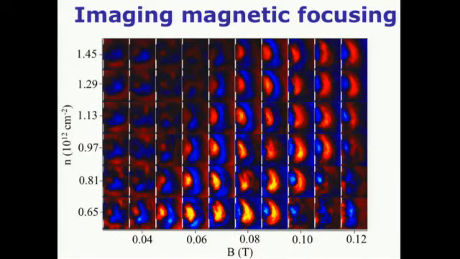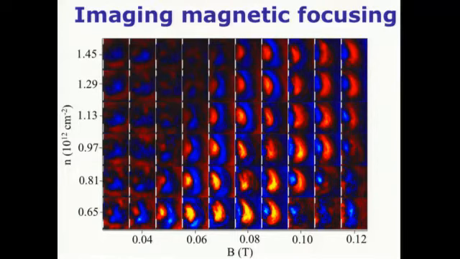And we did a series of experiments and looked at the dependence of these trajectories that we imaged on magnetic field and the charge density, the density of electrons. So along the focusing field, you see these nice trajectories reaching from source to drain. And away from the magnetic focusing field, you see almost nothing.